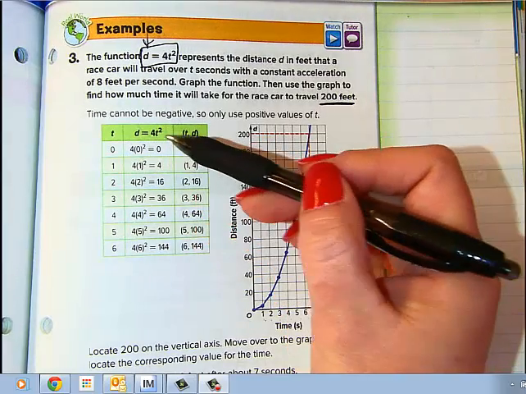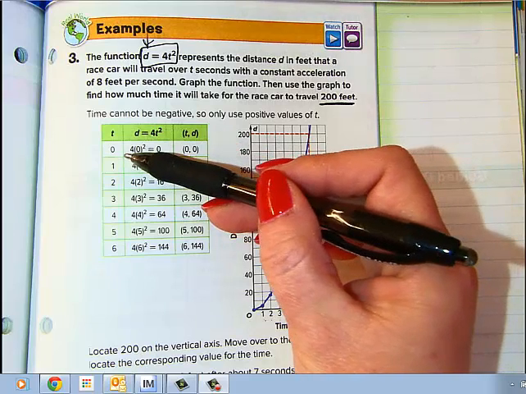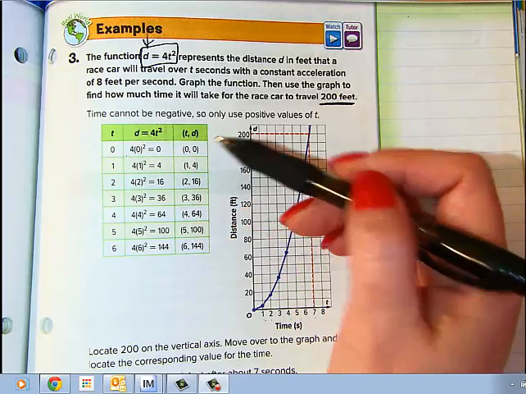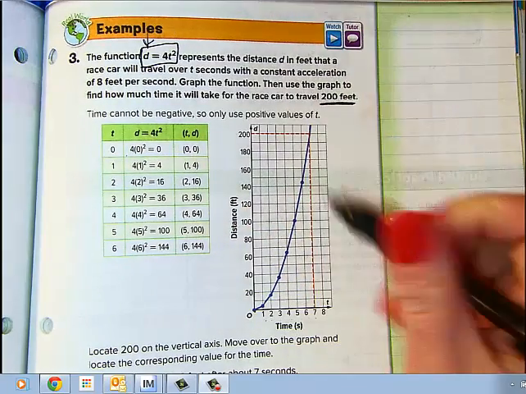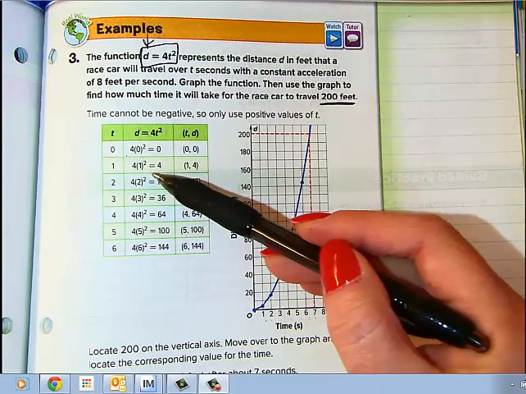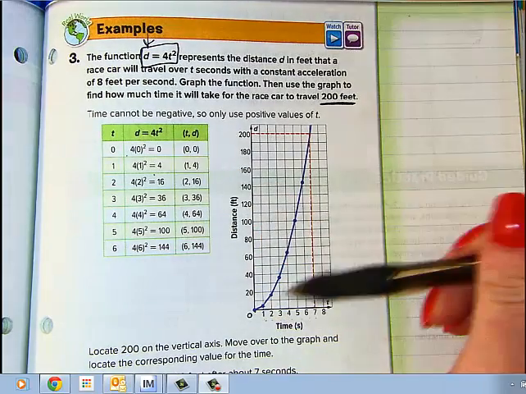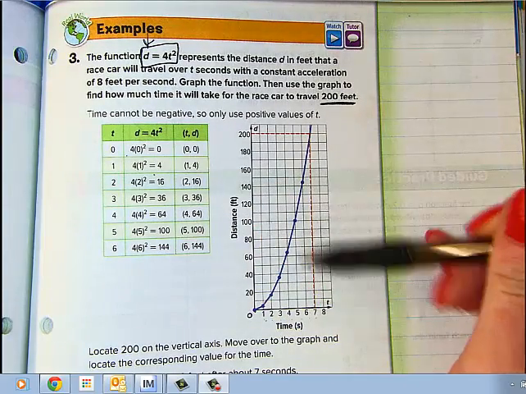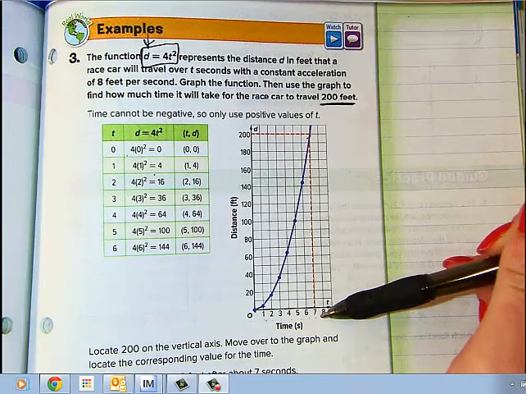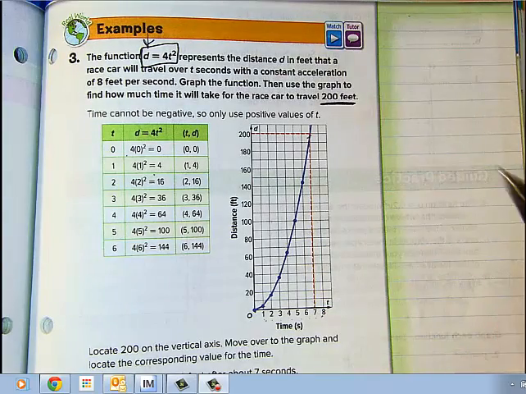And then plug that in for 4 times T squared. So where T is 0, 0 times 0 is 0. 4 times 0 is 0. So I have a point at 0, 0. Put in a 1. 1 times 1 is 1. 4 times 1 is 4. So I have a point at 1, 4. And so on. And then I would go all the way up. And you would see that at 200, it takes 7 seconds to go 200 feet. Okay?